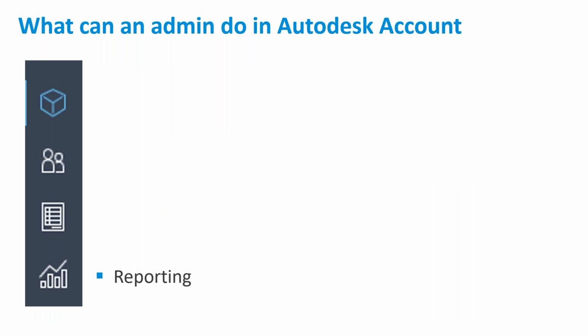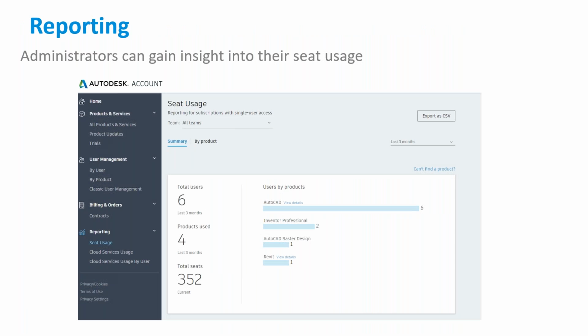So the last section is reporting. In here, there's 3 different things we can do. We can view our seat usage, we can view our cloud services usage, and we can also view our cloud services usage by user. So under seat usage, you'll see something like this, where we have your total users, your products used, your total seats, and then also a graph of how many users per product you have. So it sort of keeps a lot of insights into how your products are being used and how your team uses the software. It can also help you improve what you're using, and so on and so forth.